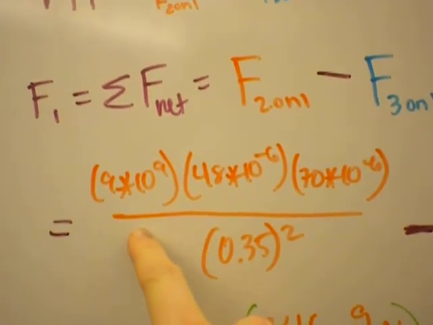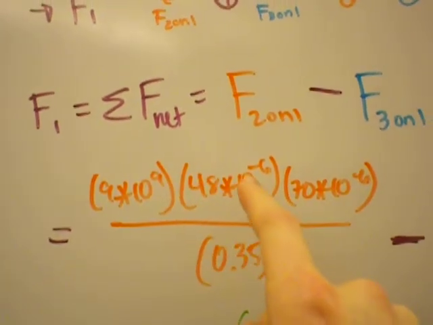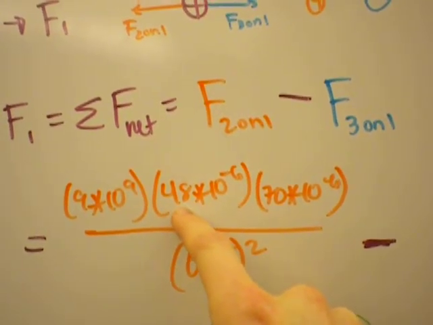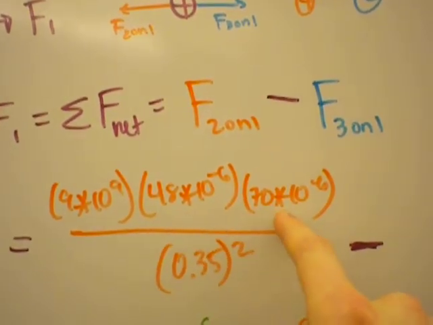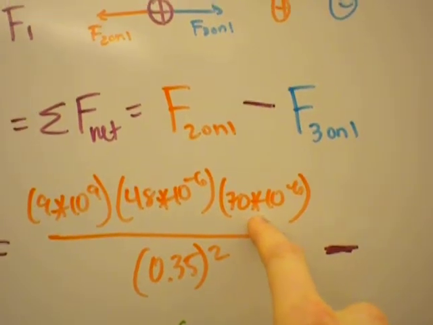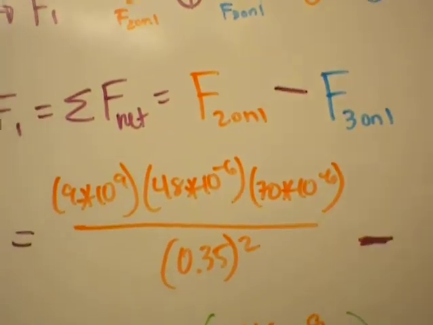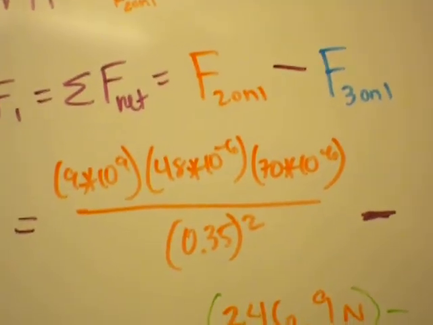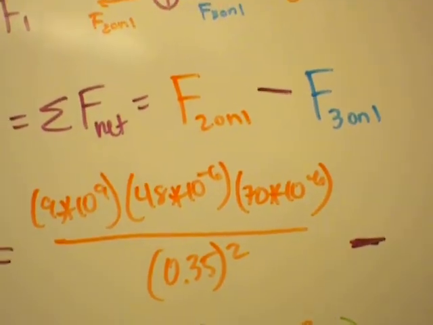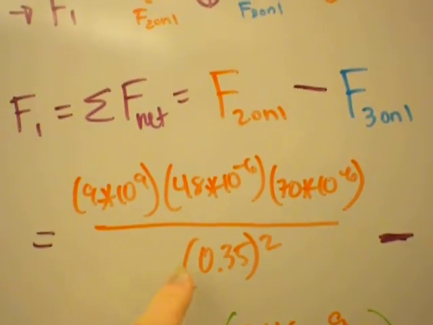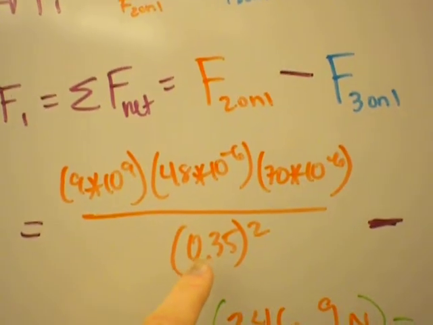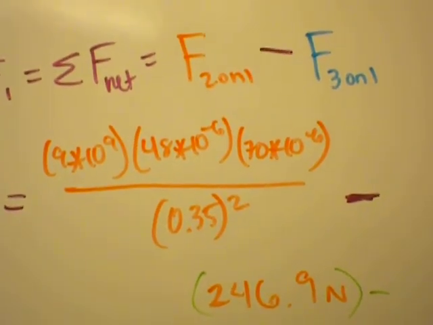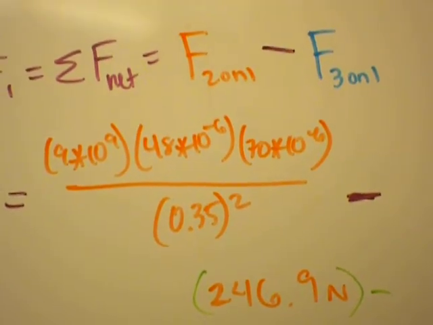So here we have K, 9 times 10 to the 9th. Then we have the two charges. This is charge number 2, which is 48 microcoulombs, and charge number 1, which is 70 microcoulombs. And the 10 to the negative 6th is the micro. We have to use coulombs, so 10 to the negative 6 is micro. And then down here, we have R, which is 0.35 meters, which was given, squared. And that equals 246.9 newtons.